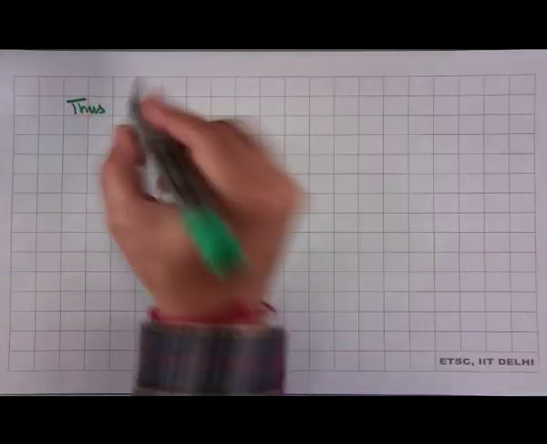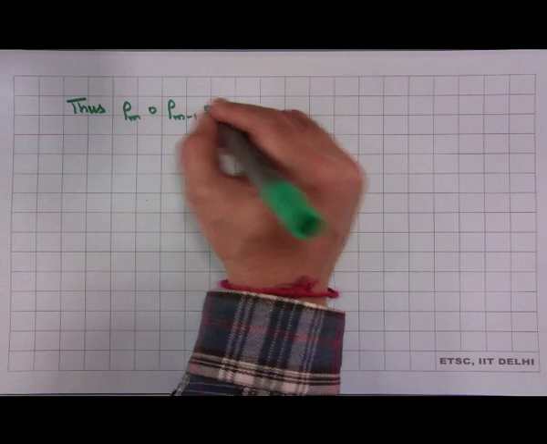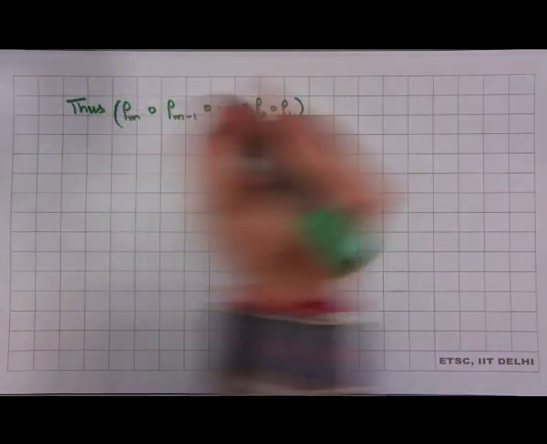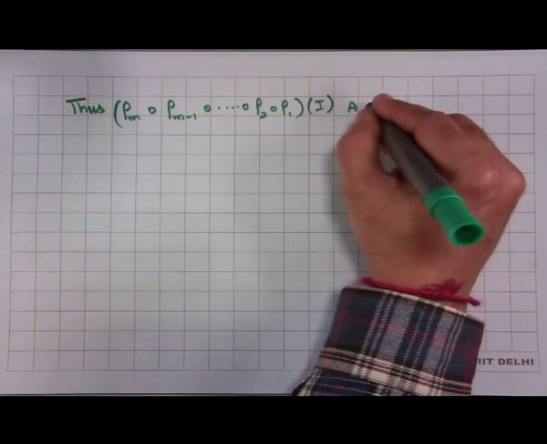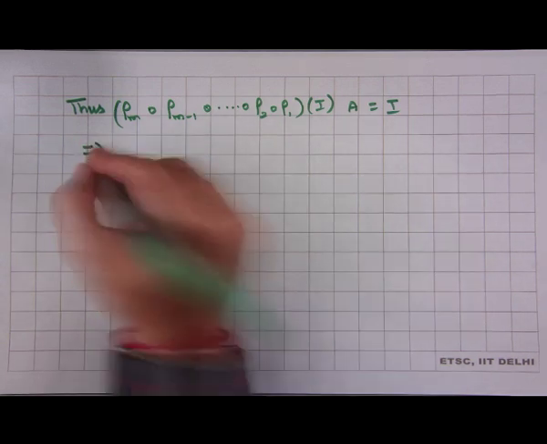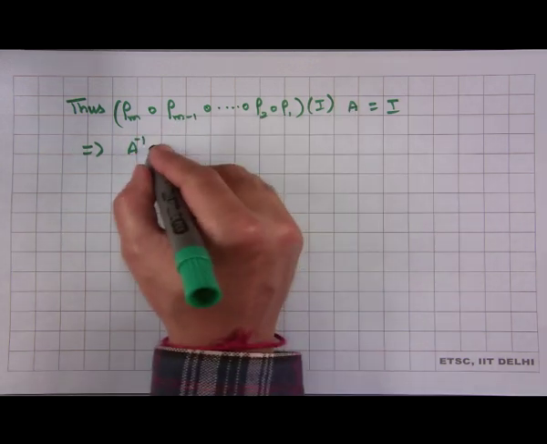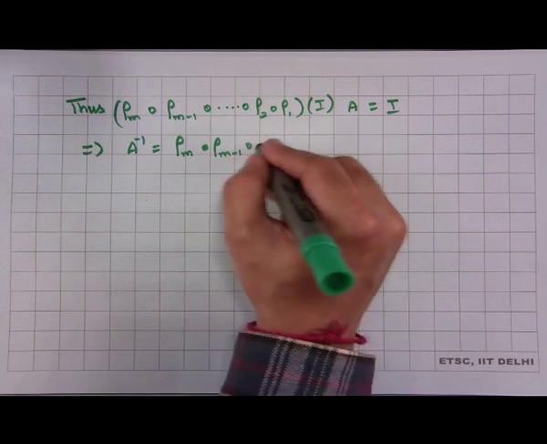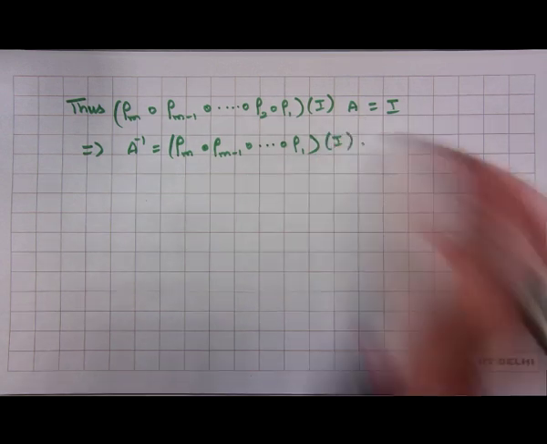So, thus row m composed with row m minus 1 up to row 2 composed with row 1. When you apply this on the identity and multiply it with the matrix A, what you obtain is the identity matrix. So, this will imply that the inverse of the matrix A is row m composed with row m minus 1, up to row 1 applied on the identity is the inverse.